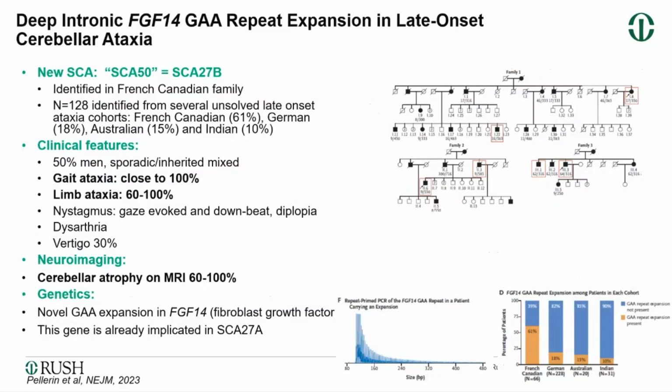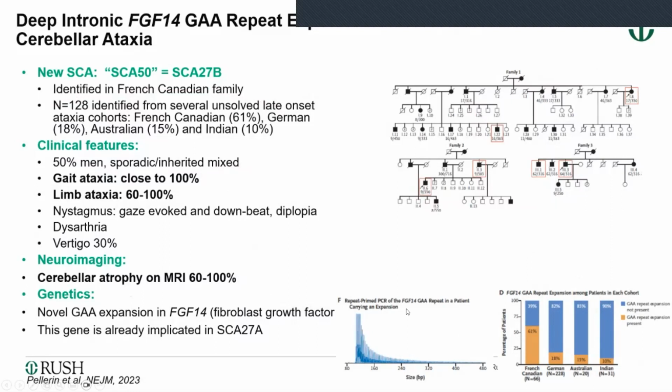So where are we with the SCAs? So this year at the ataxia meeting, a new ataxia was described called SCA50, and this was a collaborative research project with 2 large cohorts that were screened for this new gene mutation. It was initially identified in a French-Canadian family, and they found it was quite likely in French Canadians, 18% of German, 15% of Australians, and 10% of patients from India.